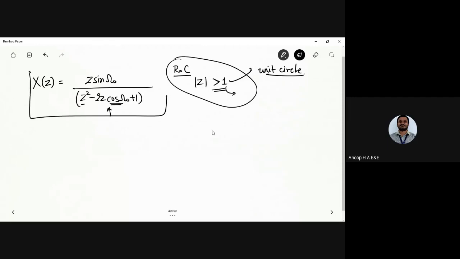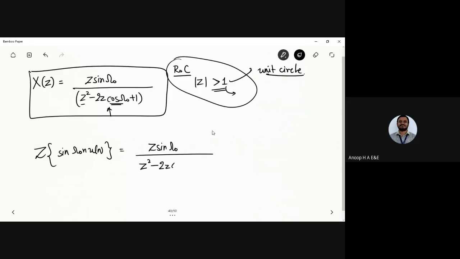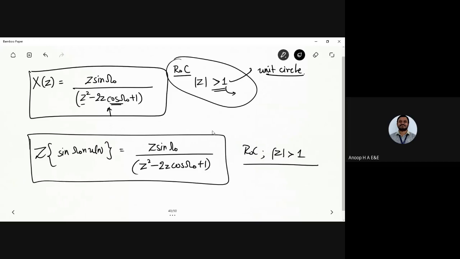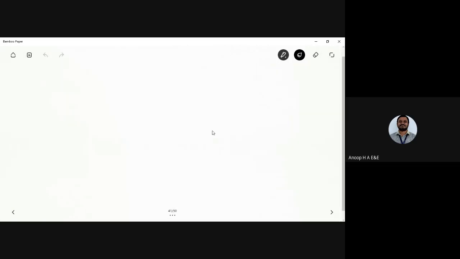So this is the z transform of the sinusoidal sequence, the z transform of sine omega naught n u of n. That would be equal to z sine omega naught divided by z squared minus 2z cos omega naught plus 1, where its ROC is mod z greater than 1. This is how I can write it in a simple manner and take its ROC. Now the sinusoidal function can also be written as x of n equal to cos omega naught n u of n. So the z transform of cos omega naught n u of n.